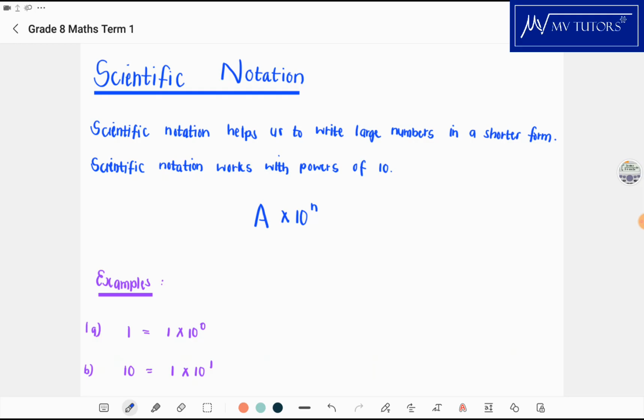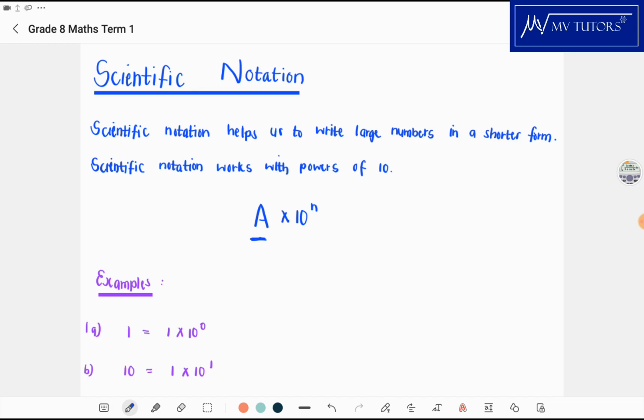Sharing is caring. So, what is scientific notation? Well, basically, if you have a very large number, scientific notation helps us to write those large numbers in a shorter form, alright? So scientific notation works with powers of 10. You've already learned in the topic of exponents how to write the base as well as the exponent, right? In this case, the base would be 10 and the exponent would be whatever number, but it's probably going to be big.